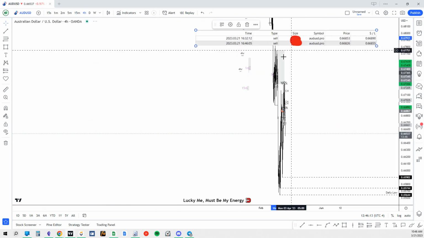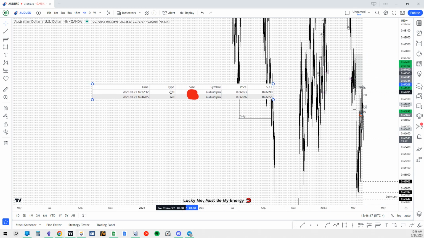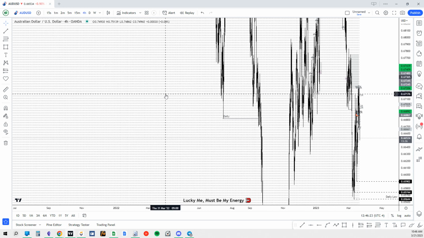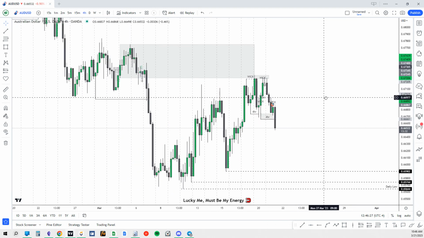Let me just start from the beginning here. I'm going to get rid of this. This is the entries, just to show the entry and the timestamp of the live trade. I'm going to get rid of that, and let's go up to the 4-hour here, just to paint the overall picture.